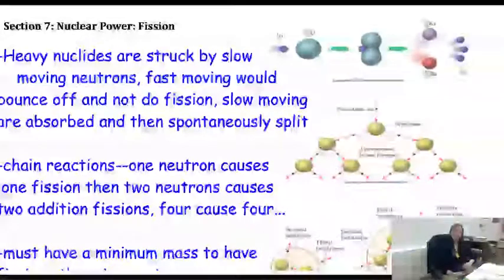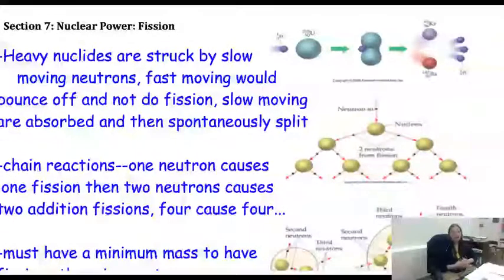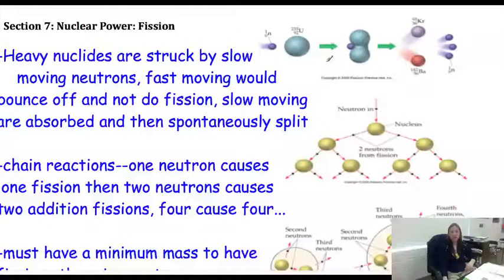All right, we're going to now look at sections 7, 8, and 9. Section 7 deals with nuclear power and fission in particular. Fission is where you have heavy nuclides that are struck by slow-moving neutrons. So this picture right here up in the upper right, that is fission. The fast-moving ones would bounce off and do not actually do fission. The slow-moving ones are absorbed by the uranium.